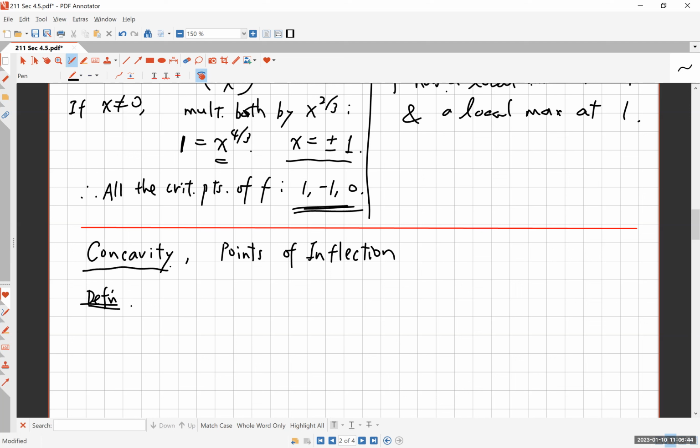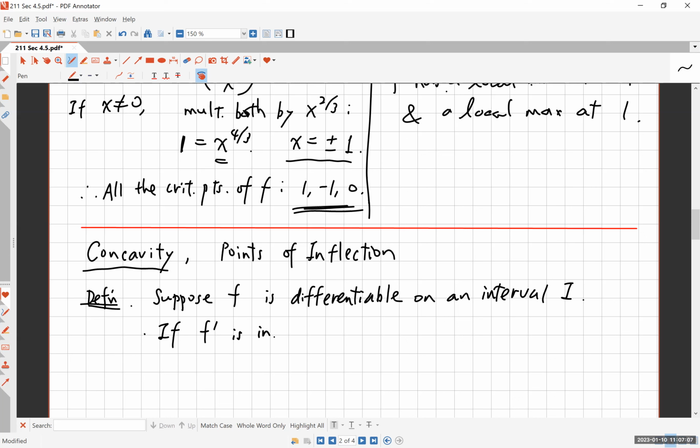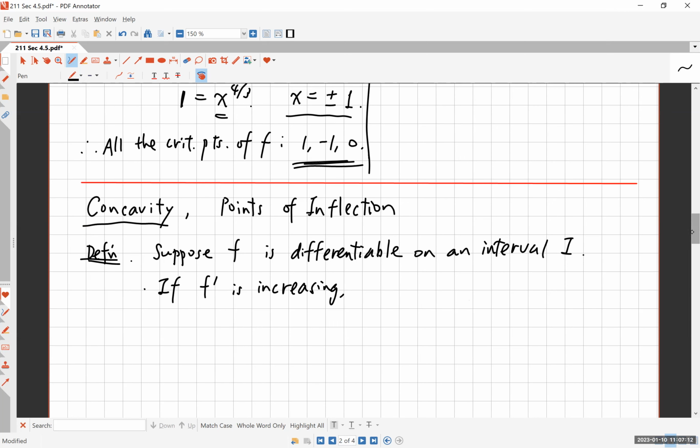Because we need to define what this word means, concavity. All right, so suppose f is differentiable, which means the derivative exists, on an interval. I don't specify if it's closed or open. And then if f prime is increasing, remember, I'm not saying if f is increasing, I'm saying if f prime is increasing on this interval, then f is said to be concave up.